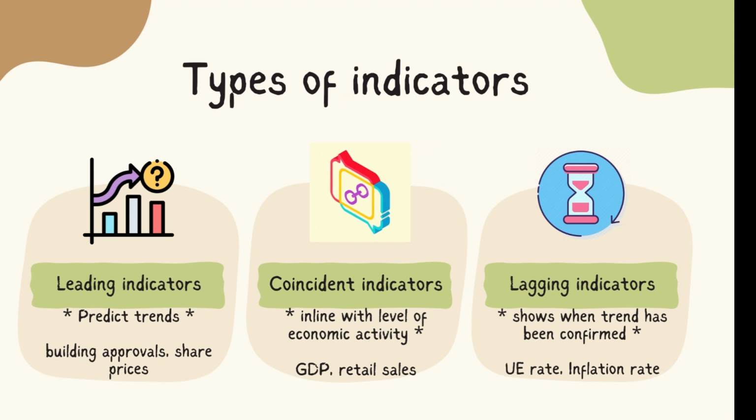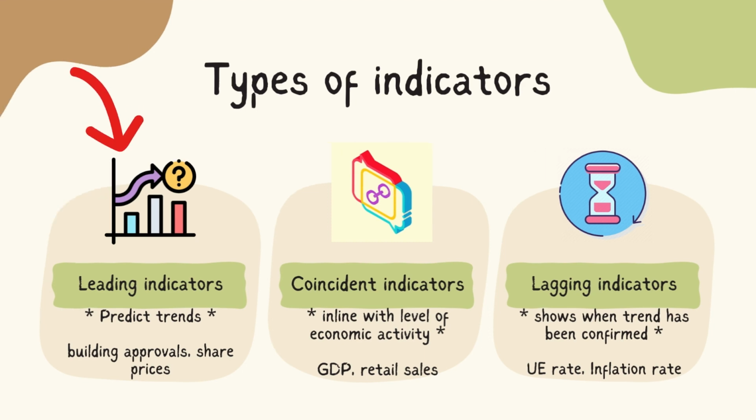Number one is leading indicators. Leading indicators, we use it to predict a phase or a trend. Means we will see it before the trend starts, such as share price. When share price keep increasing, we know the economy will go into upswing. Next, coincidence indicators. This happens during the phase itself. For example, during upswing, we see GDP increases, retail sales increases.